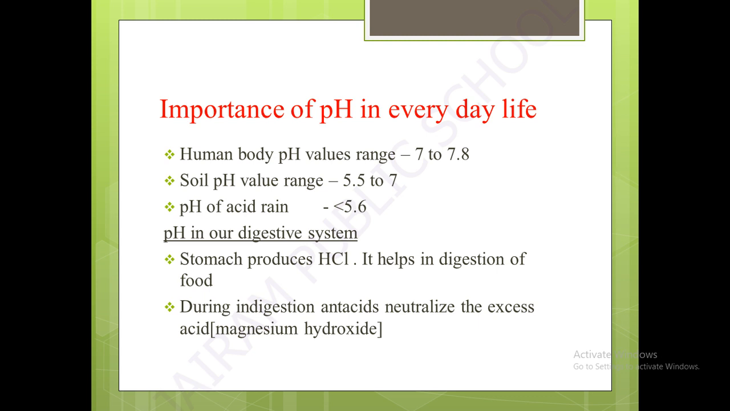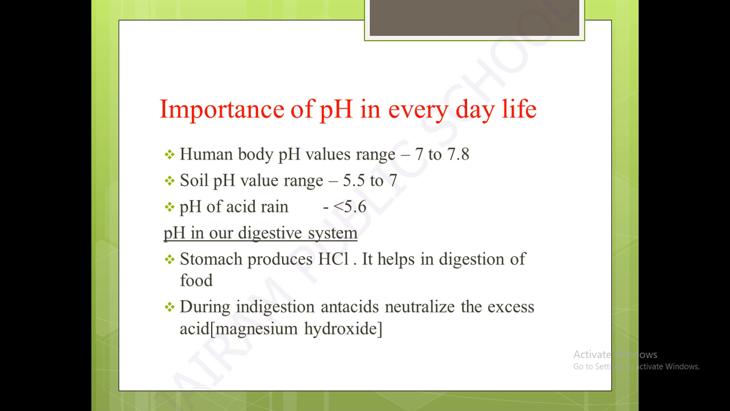The stomach usually produces HCl. It helps in the digestion of the food we have taken in. During indigestion, suppose you have taken an excess amount of food or oily food, your stomach will be upset and indigestion will happen. For that indigestion, we take some basic substance. Indigestion happens due to the excess secretion of hydrochloric acid.